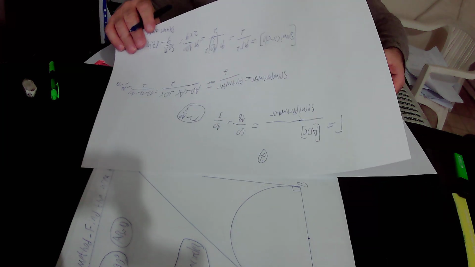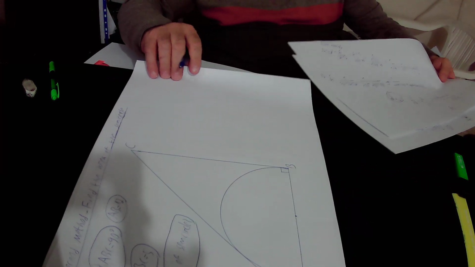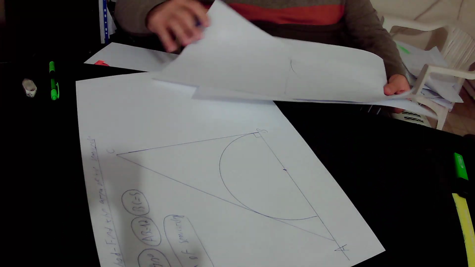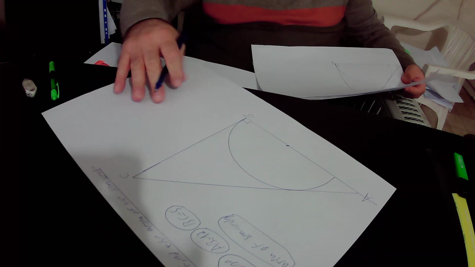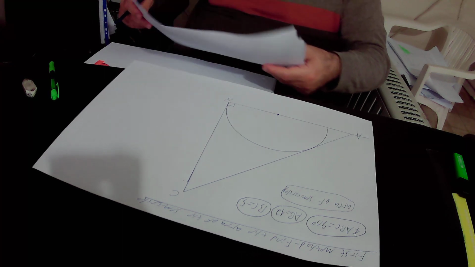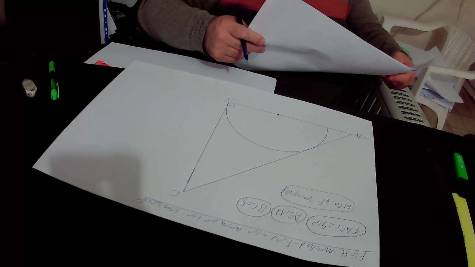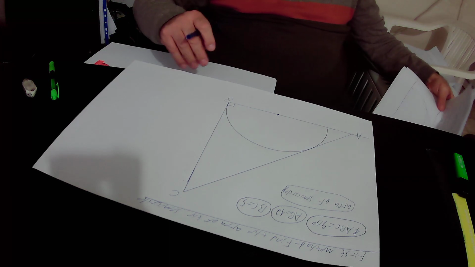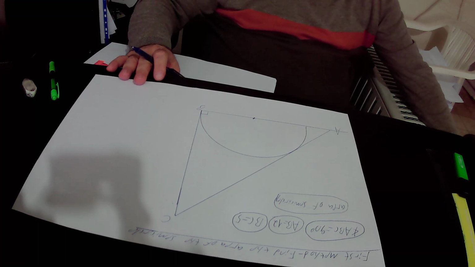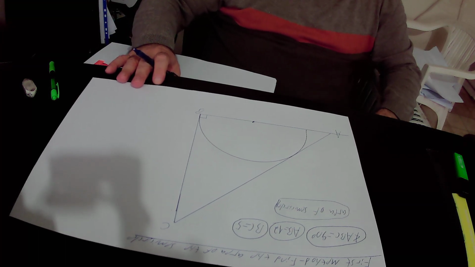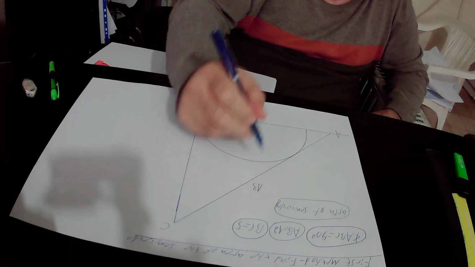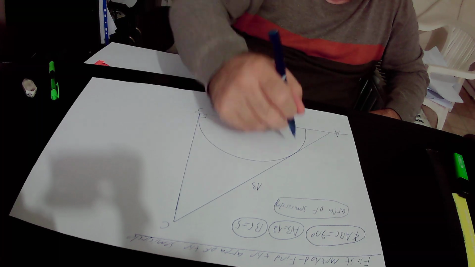In the next step, I will present how to find the area of this semicircle according to the fourth method. In the fourth method, here we know that AC equals 13 units. This is point O, this is point D.